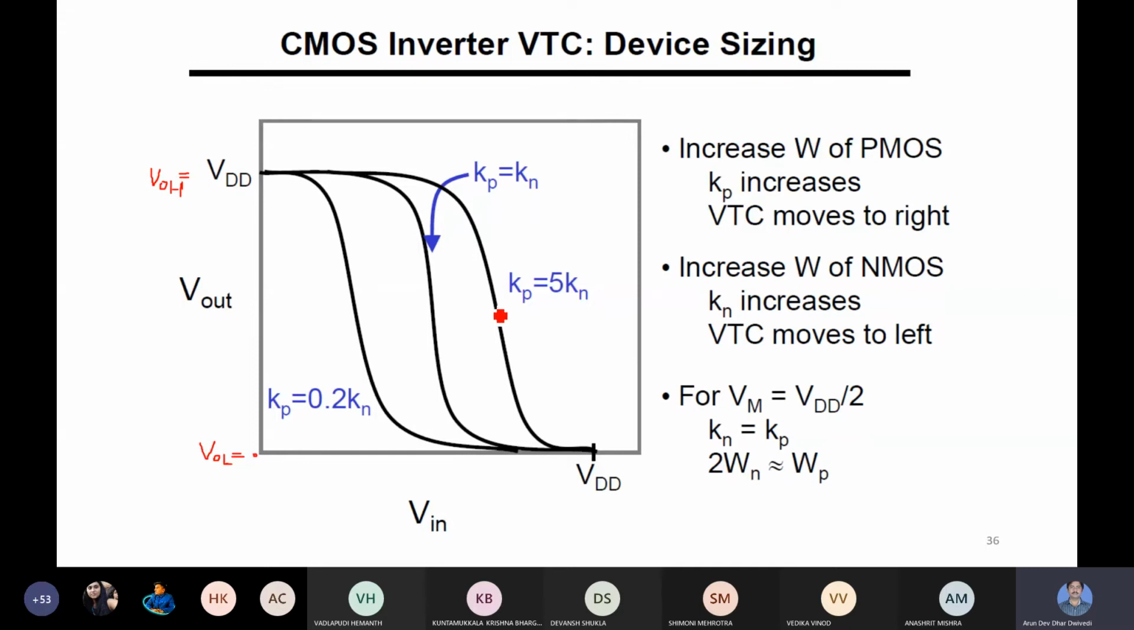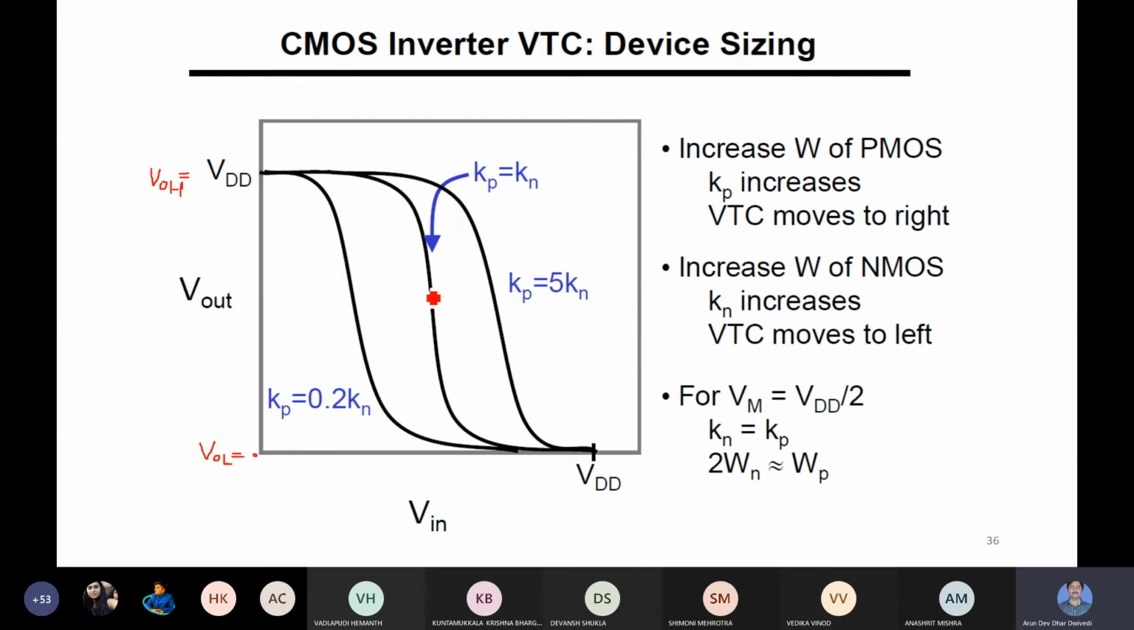But if you are increasing Kp to 5 Kn, then the plot is shifting towards the right side. If you are decreasing Kp to, suppose, 0.2 Kn, then this plot is shifting towards the left side. So these are the effects. If you increase W of the PMOS, the width of the PMOS, Kp will increase and the VTC plot moves towards the right. And if you increase W of the NMOS and keep W of the PMOS the same, then Kn will increase and the VTC plot moves to the left. So these are a few points.